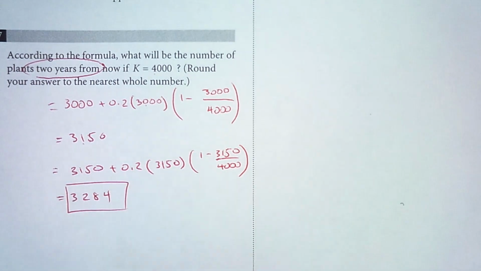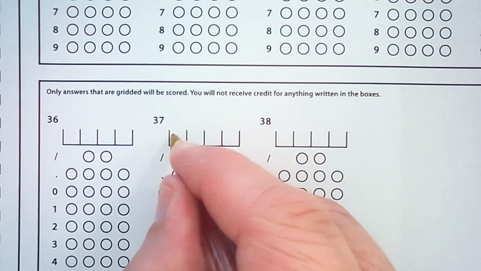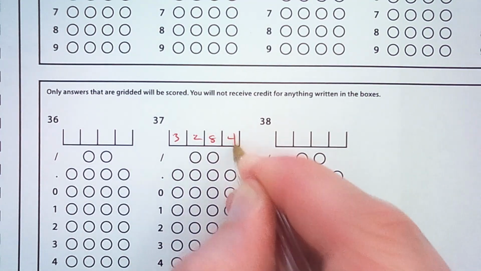So this is my final answer, and this is a gridded response question. So in our grid for number 37, we have 3,284.